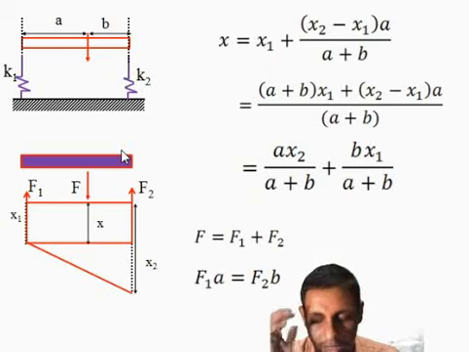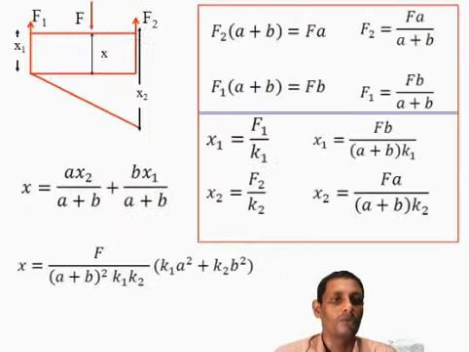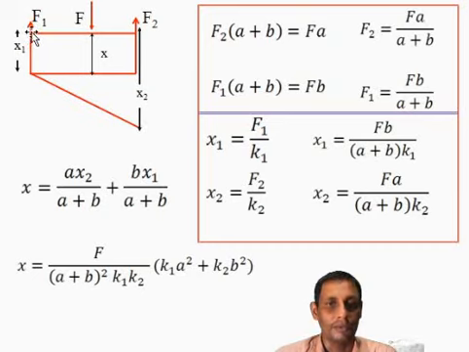Now it is very interesting that the total downward force is F and the total upward forces are F1 and F2. That is, F is equal to F1 plus F2. Similarly, taking the moment at the point F, F1 A equals F2 B. Now we are going to the next level. That means we are taking the moment at the extreme left point and also the moment about the right point.